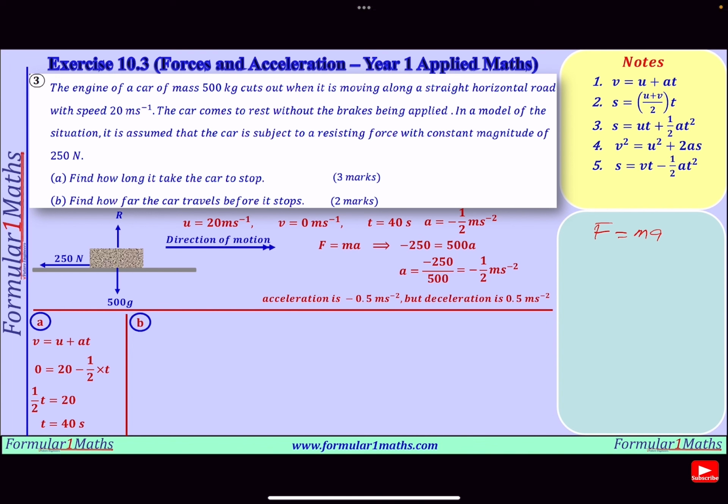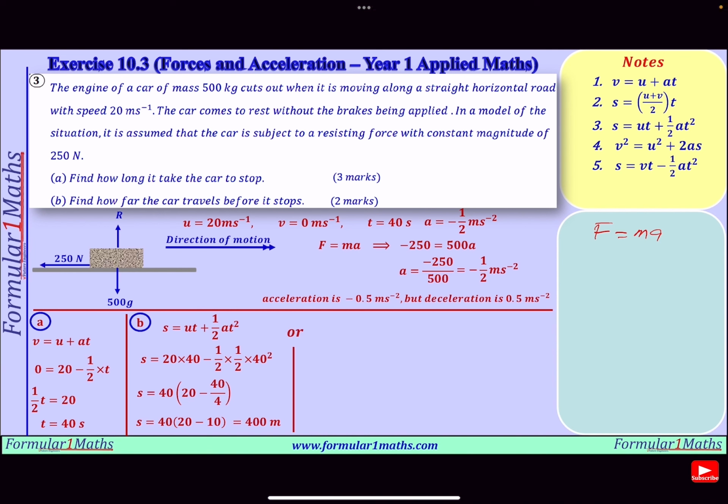For B, there are 3 ways you can find the distance traveled. I'm going to show you all 3 ways. But in exams, you don't need to do all 3 ways. One will be enough. So the first one, you're going to use equation 3 to find s. We've got u, we've got t, we've got a. So we do our simple substitution to get s equals 20 times 40 minus half times a half times 40 squared. Do some factorization and solve, and you're going to get 400 meters.